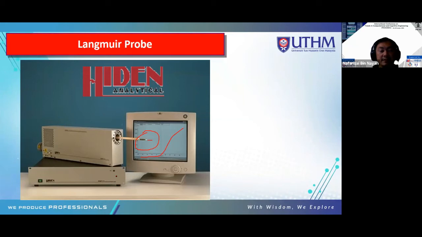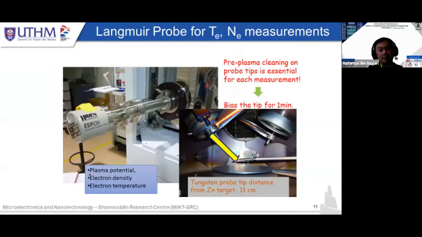Okay, so this is a diagnostic tool sold by Hiden Analytical. I think it's an American company. So we got these tools so that we attach it to our plasma system. So you can see on the figure here. So this is the Hiden Langmuir Probe system. We attach it to this window. This is a window. So we attach it from the side of the chamber. So then we can see the needle. We go inside the chamber, something like this.